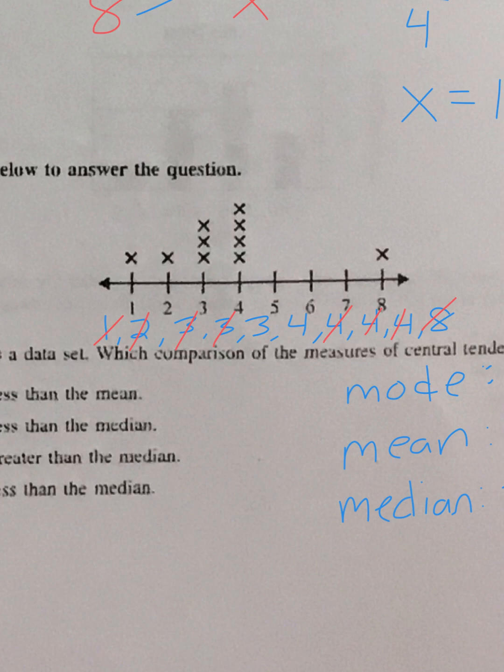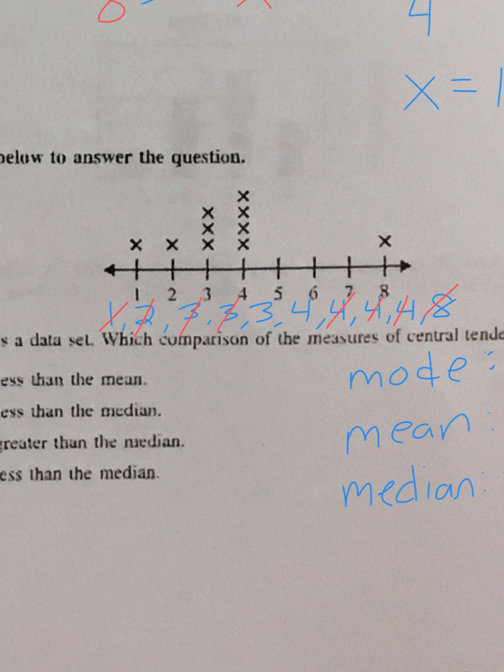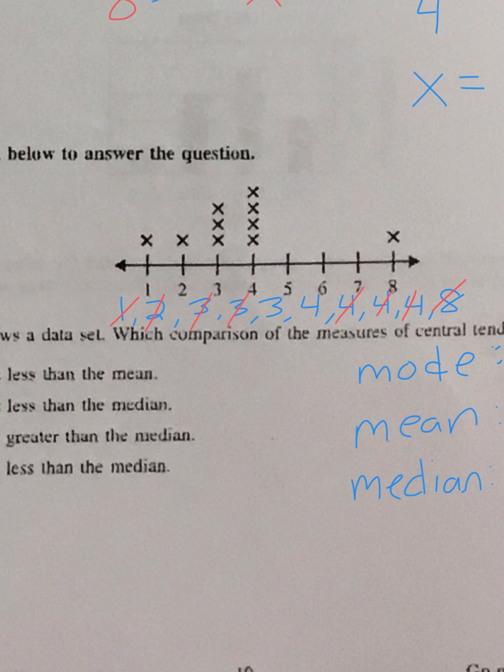Okay, now I have all those values that are in my answer options. Now we go through and pick which one's correct. The mode is less than the mean. False, so that's not an answer option anymore. The mean is greater than the median. True. Just to double check, the mean is less than the median. False. So we got C as our correct answer.